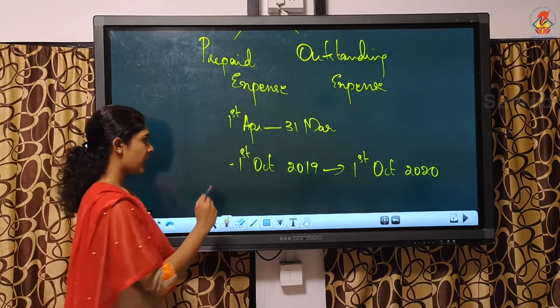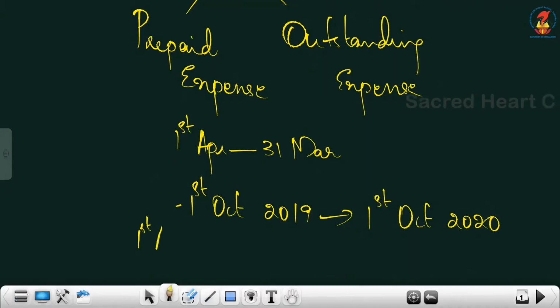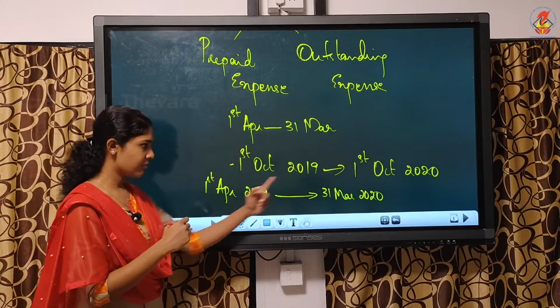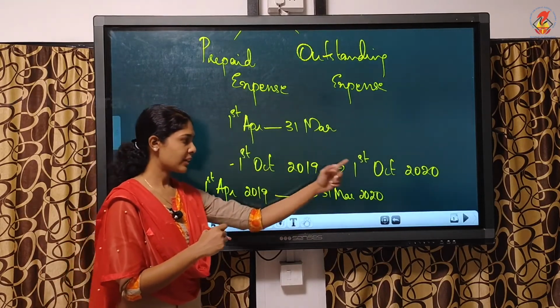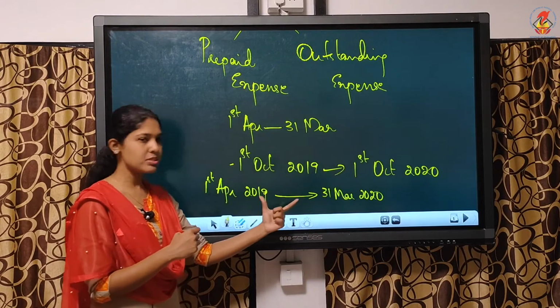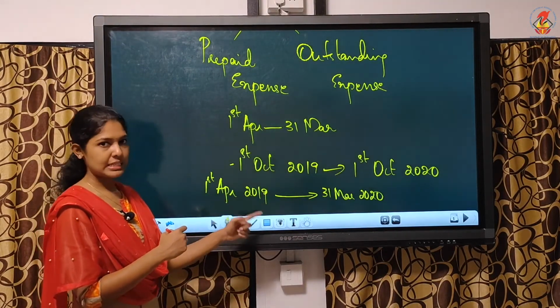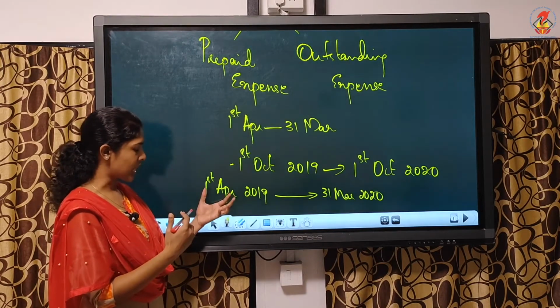Now we know that the financial year starts with 1st April. For this particular financial year, it will start with 1st April 2019 and it ends on 31st March 2020. That will be next year. Understood? This is the financial year, and this premium you paid in between the financial year. Just see the dates. We started on 1st April 2019. That's the beginning of the year. That's the financial year starting.